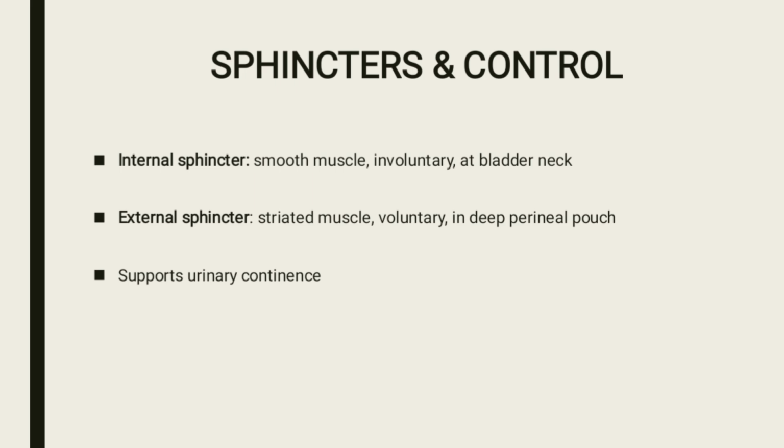Then we will study about the sphincters and control of the female urethra. The urethra is controlled by two sphincters. One is the internal sphincter, which is located at the bladder neck, composed of the smooth muscle and functions involuntarily. The external sphincter, however, is a voluntary muscle located in the deep perineal pouch and plays an important role in maintaining continence, particularly under stress or during exertion.